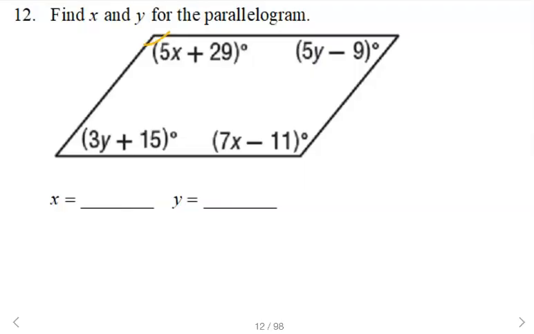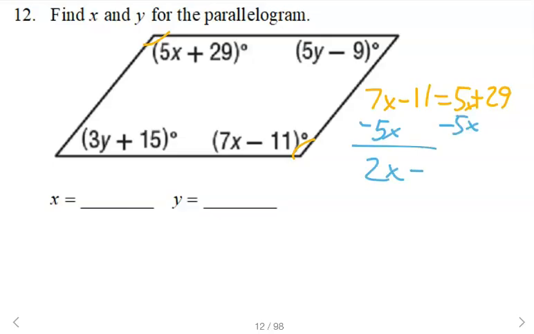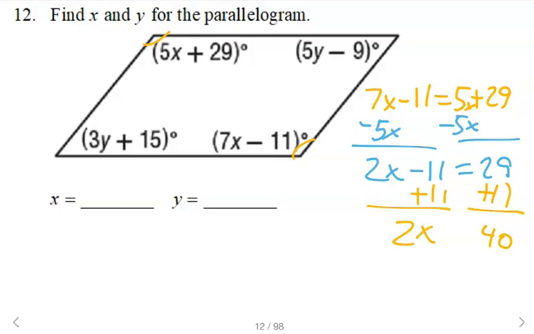In a parallelogram, opposite angles are congruent, so we can say 7x minus 11 equals 5x plus 29. We can subtract 5x from each side. We'll have 2x minus 11 equals 29. Classic two-step equation from here. Add 11, we get 40, and then divide by 2 to get rid of multiplying by 2. And so x is 20.